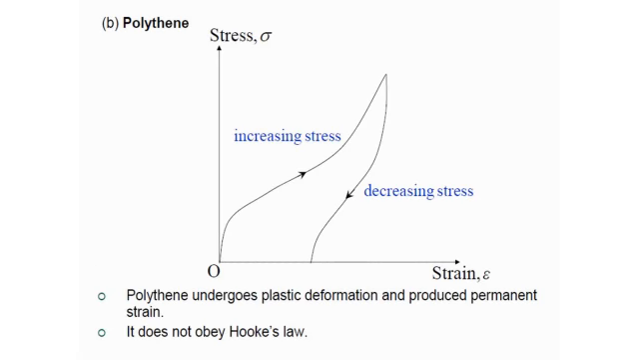Now let's see another type of material, the stress strain relationship for polyethylene. We know what polyethylene is, right? We all used to call it plastic. Polyethylene has plastic deformation. This is the increasing stress curve, and this is the decreasing stress curve. Polyethylene generally undergoes plastic deformation and produces a permanent strain. If we stretch a polythene, it never comes back to its original position, and thus it doesn't obey Hooke's law.